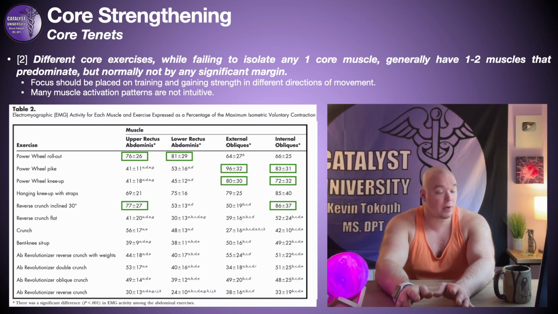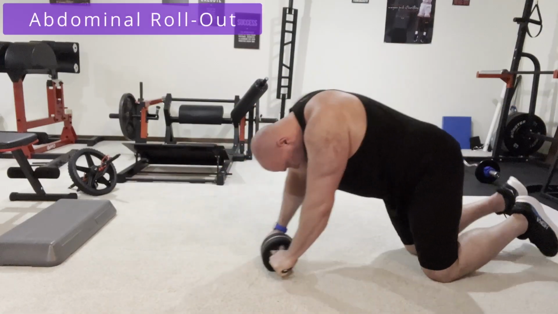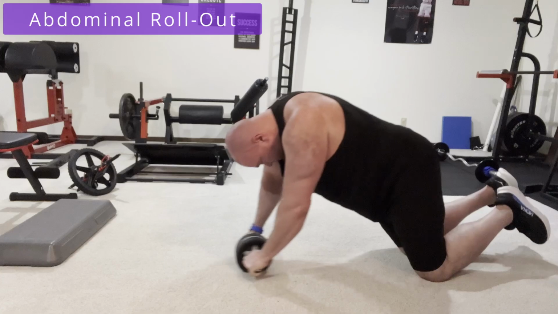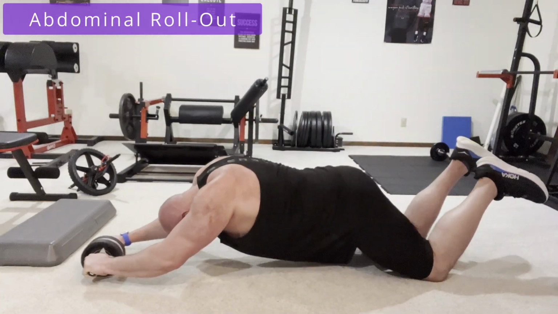So a lot of these are very dynamic exercises, and you can imagine that it's going to be very difficult to have basically a needle inside somebody's muscle while you're doing that. So obviously they didn't do that. But in any case, let's take a look at this table right here, more specifically at the first exercise, the power wheel rollout. That's essentially just an ab rollout with an ab wheel. Very tough exercise. And it's going to get all 4 core muscles.